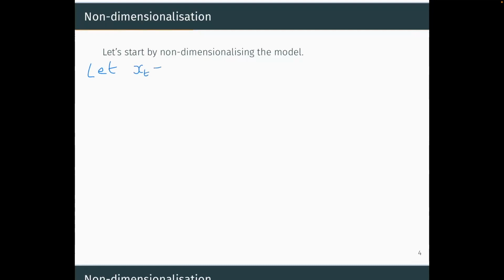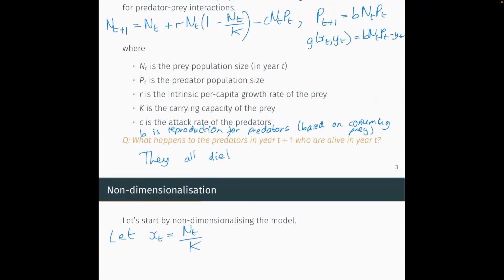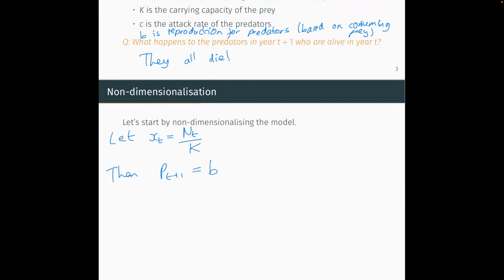So I'm going to define x t to be equal to n t over k. So this is basically saying x t is going to be my prey population relative to its carrying capacity in the absence of predation. So what does that look like? Previously we had p t plus 1 is equal to b times n t p t. So we can write p t plus 1 is going to equal, we had b, we had an n t, so we're going to replace that with k times x t, and then we keep that p t there.